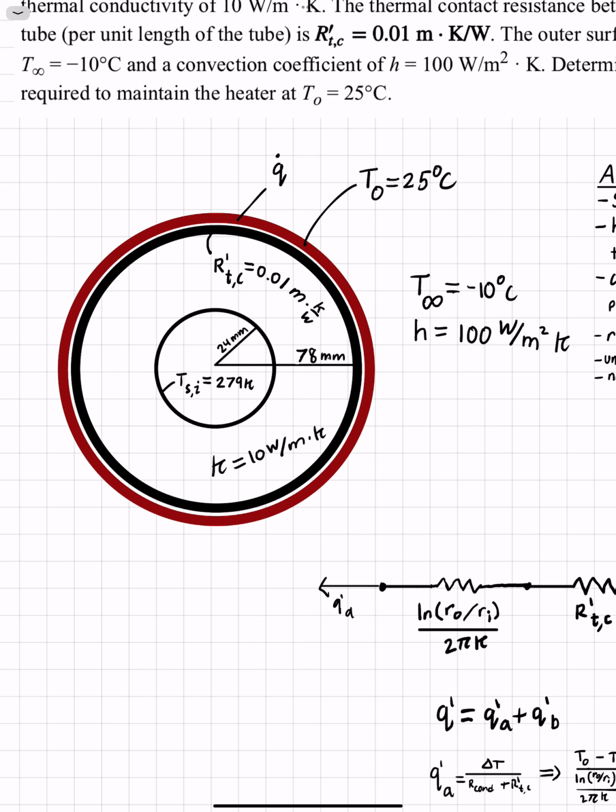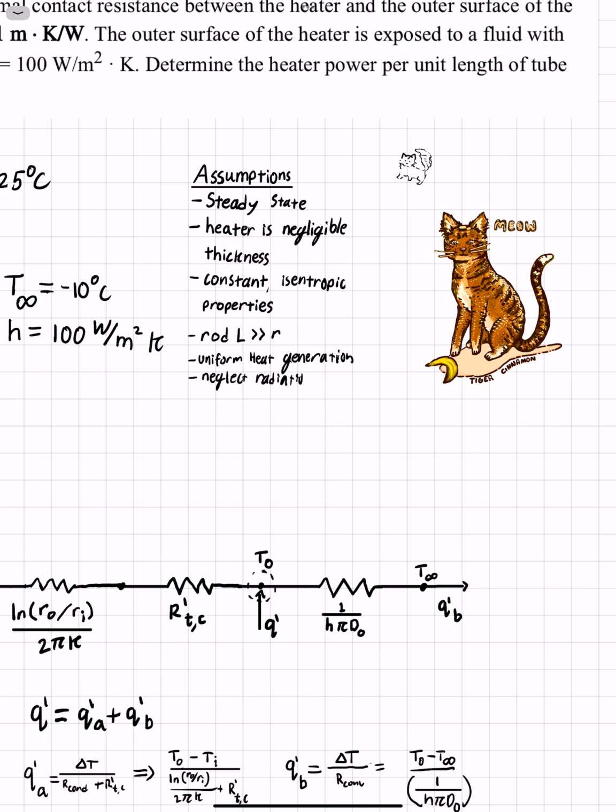Next, let's list our assumptions. We can assume steady state. We can assume the heater's negligible thickness, though this is not particularly required for this question. We can assume constant isotropic properties. We also can assume that the rod length is significantly greater than the radius. We assume uniform heat generation in the heater, and we are neglecting radiation for this question.